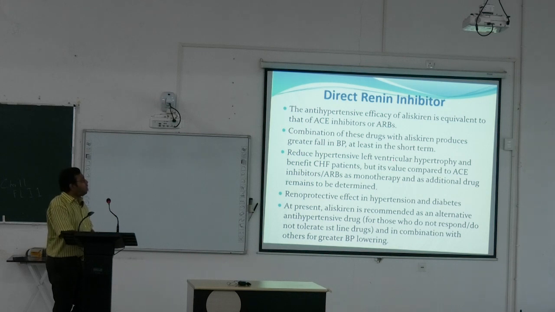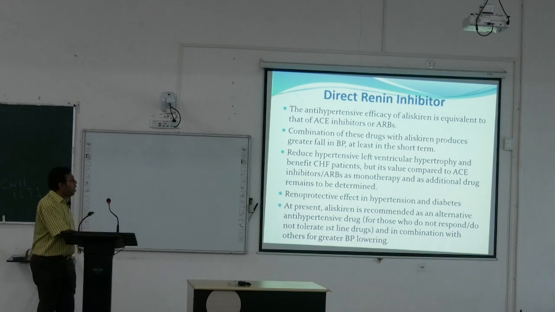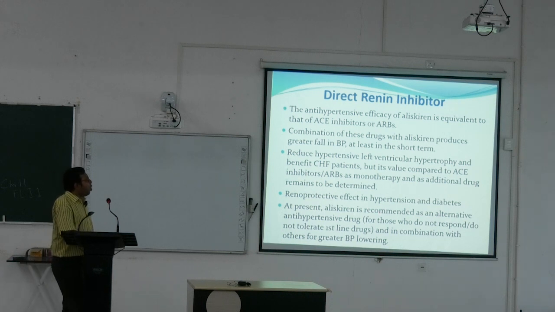It reduces hypertensive left ventricular hypertrophy and benefits congestive heart failure patients, but its value as monotherapy or additional drug remains to be determined. That is, the clinical trials are fewer. It is also renoprotective. At present, aliskiren is mainly recommended as an alternative antihypertensive drug for those who do not respond or do not tolerate the first line drug, and in combination with others for greater blood pressure lowering.